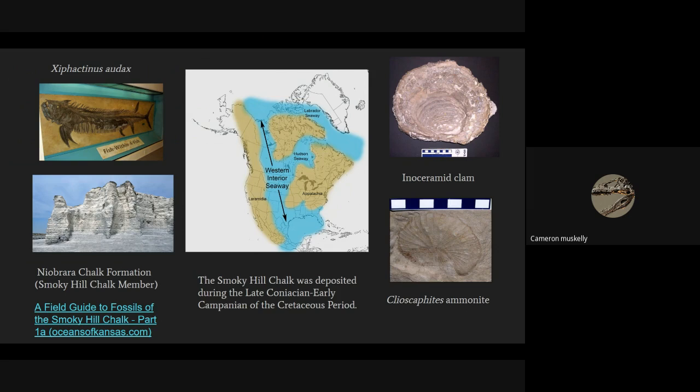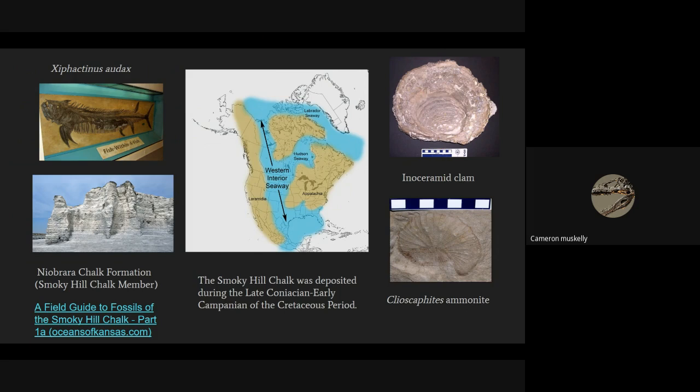And the Western Interior Seaway has a bunch of rock units that are represented. One of them is the Niobrara Formation, or the Smoky Hill Chalk member of the Niobrara Formation in Kansas. It also represents places that are found in Iowa as well. But the Niobrara Chalk is an extremely important rock unit, and it's found in the middle of the United States.